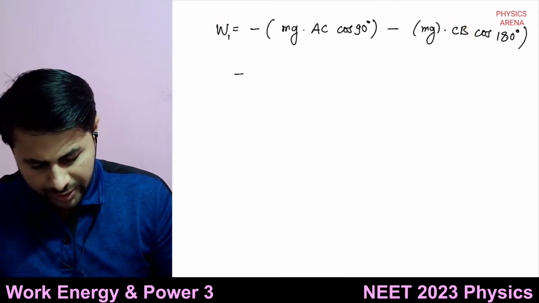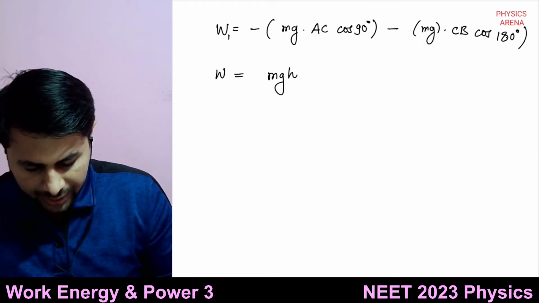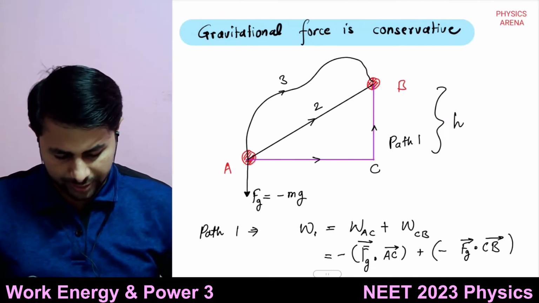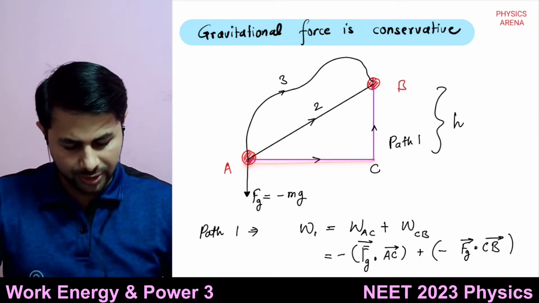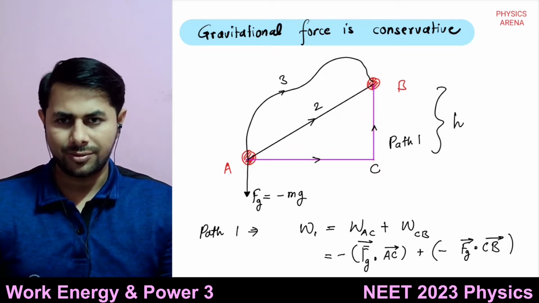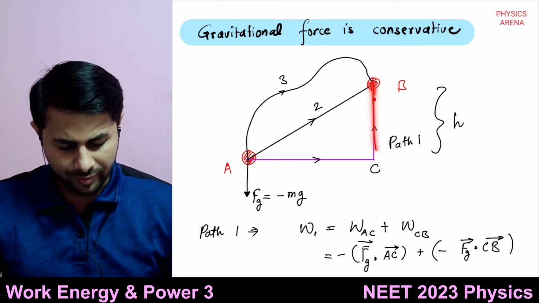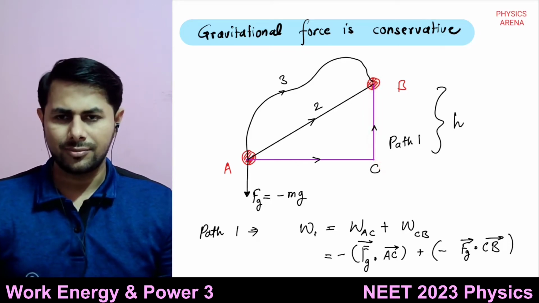So what do you get? You get mg, you get work done to move this object. Okay, work done to move this object from A to C and from C to B is equal to what? mgh, where h is the height of this point B with respect to the point C or A.